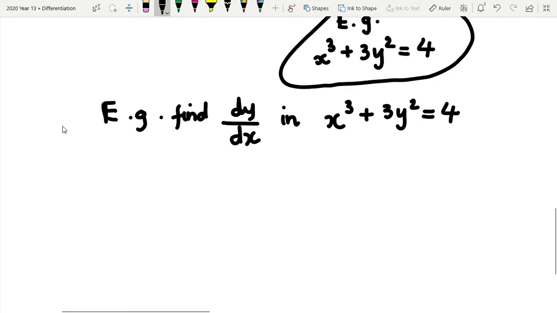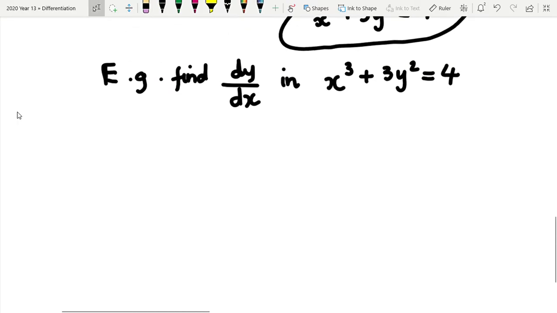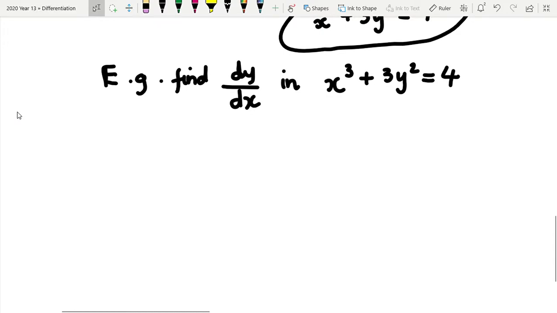Obviously, the first thing that springs to your mind is to make y the subject. So if you make y the subject, you will see, let's say, a naive thought.